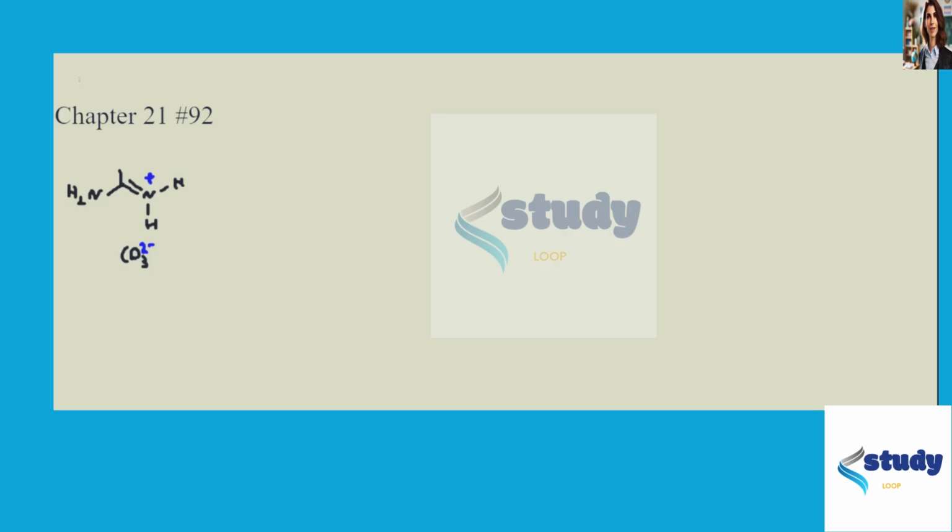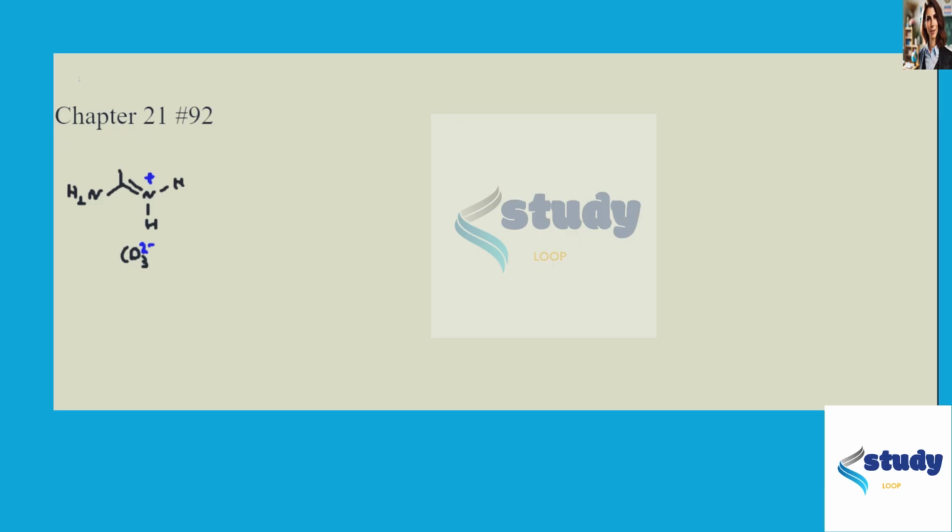This is the answer to Chapter 21, problem number 92 from the Smith Organic Chemistry textbook. This problem is asking us to draw a stepwise mechanism for this reaction that's pictured in the problem. So it's basically going to be just an SN2 displacement of bromide followed by intramolecular enamine formation.